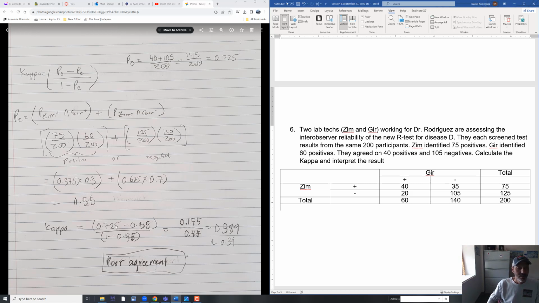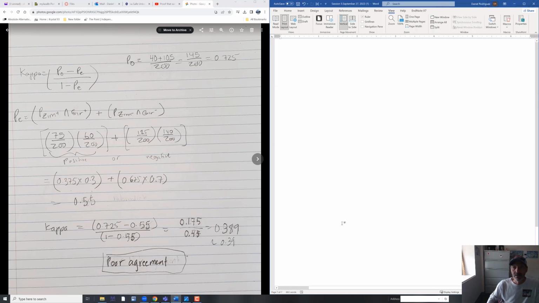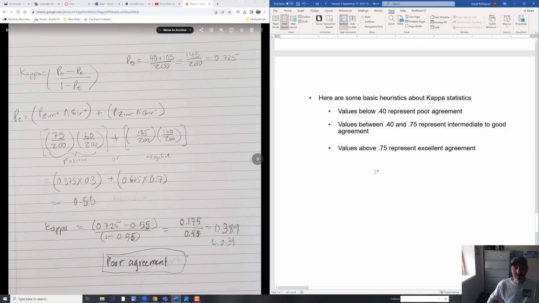All right, so now we subtract the proportion expected agreement from the proportion observed agreement, just like I noted in the equation here. We divide it by 1 minus the proportion expected agreement. You see my handwriting is so beautiful. I don't know how you could live without me. 0.175 divided by 0.45, we get 0.389, or roughly 0.39. Based on our heuristics, that represents poor agreement. Just almost getting close to okay agreement, but it's pretty much poor agreement.